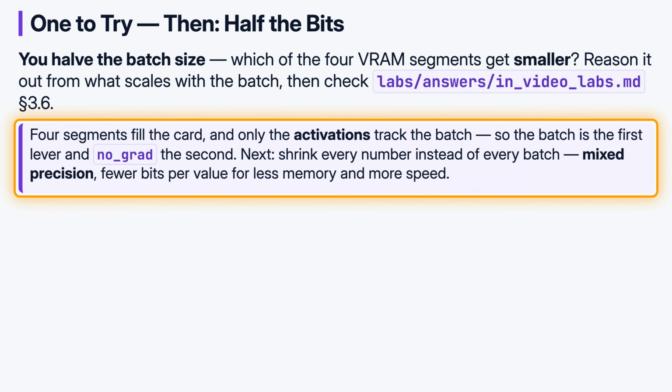Next, we shrink every number instead of every batch. Mixed precision uses fewer bits per value for less memory and more speed.